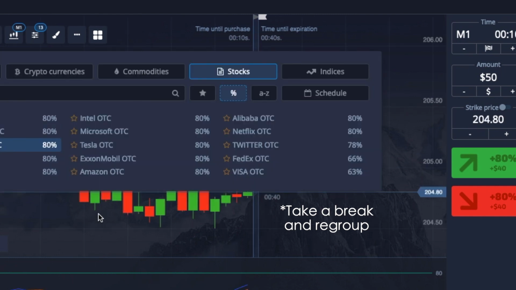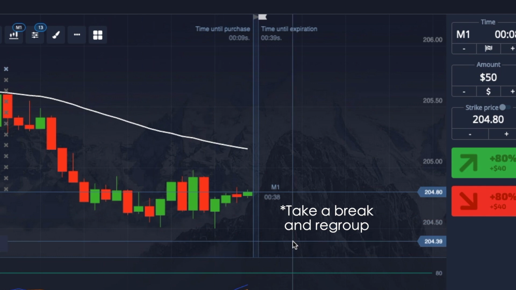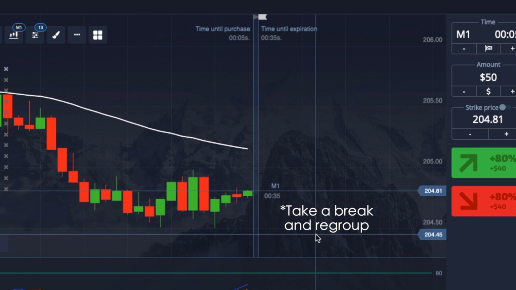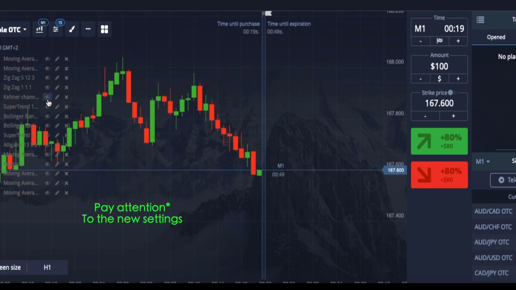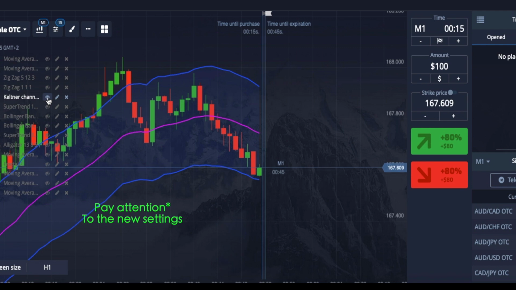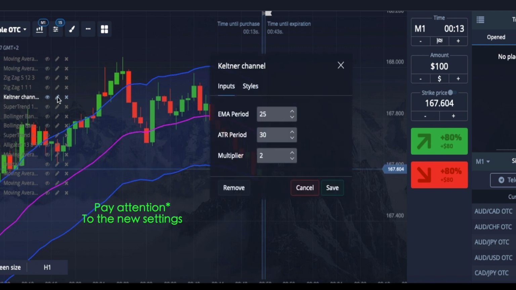Okay, so let's get into the Keltner new settings. We're going to turn on the Keltner channel. Now, look at the new settings. They are going to be an EMA period of 25, and then the ATR period of 30, and a multiplier of 2.